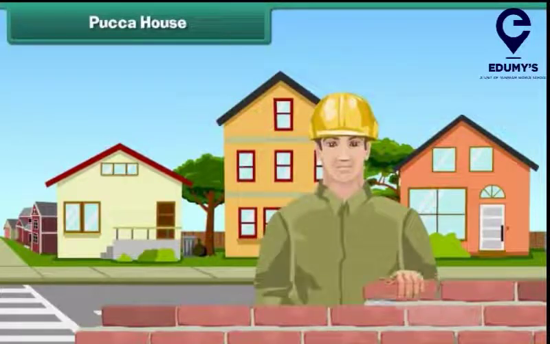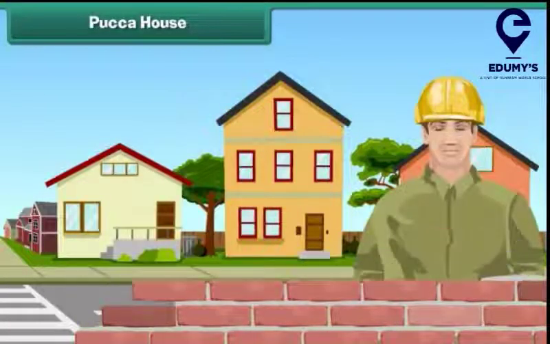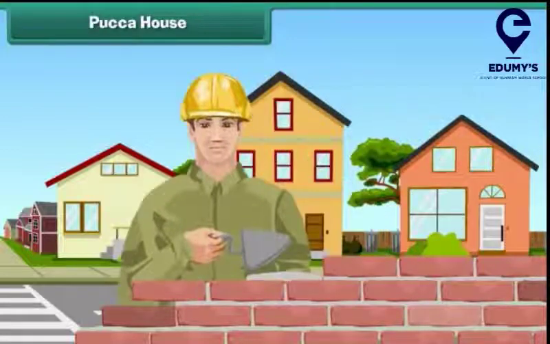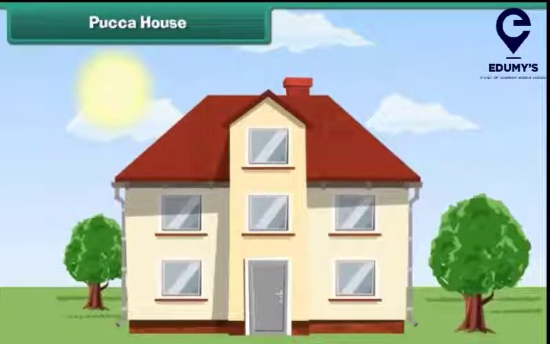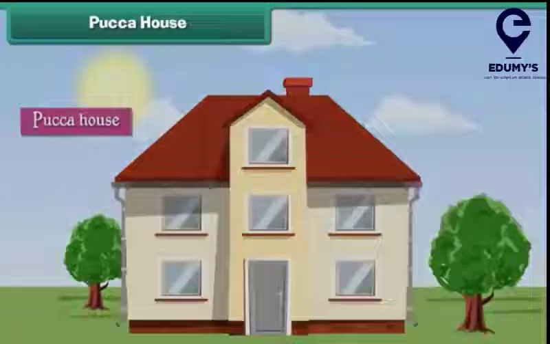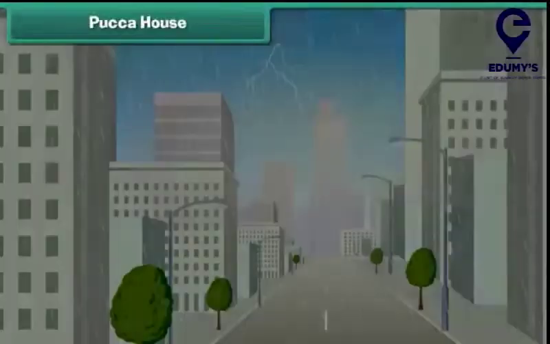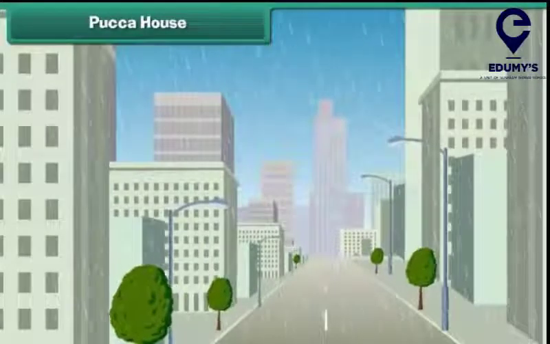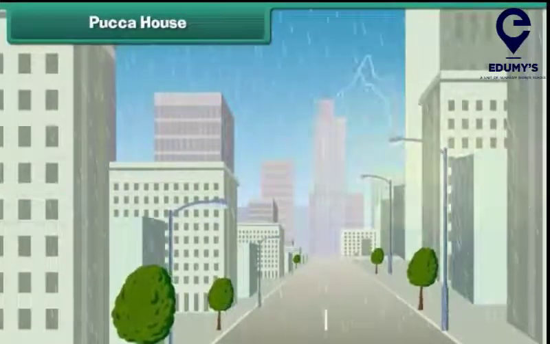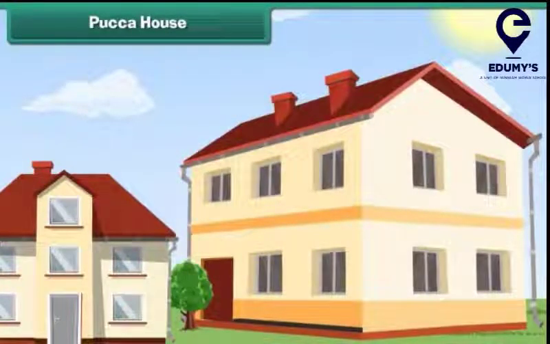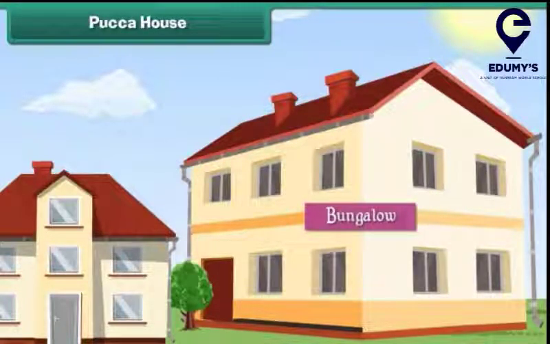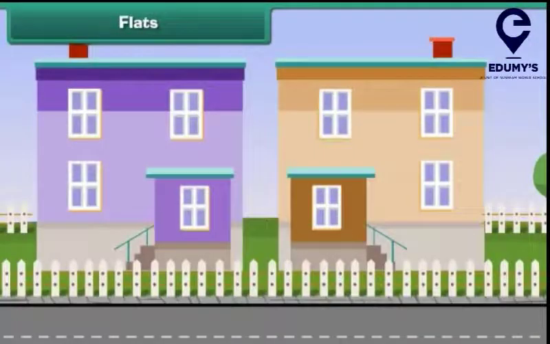Pakka house. In towns and cities, houses are built with bricks, cement, and concrete. Such houses are called pakka houses. They are strong. They can withstand earthquakes, storms, and floods. Pakka houses can be single or multi-storied. Some single-storied pakka houses are huge. They are called bungalows.